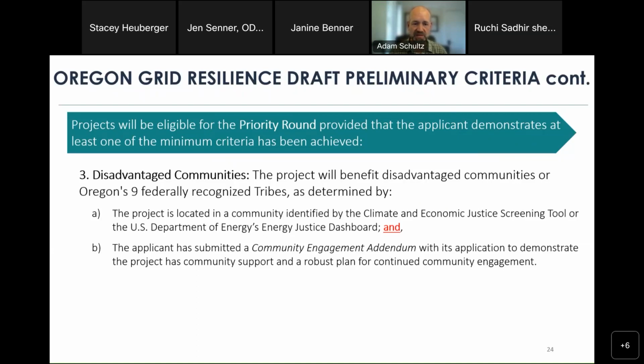So what will this addendum entail? We don't have the details yet. It's something we're still thinking through. But what we're attempting to do here is avoid a check the box exercise where a project that lacks community interest and support qualifies as a project that benefits a disadvantaged community simply by its location on the map. But now let's take a look at some of those maps. Next slide, please.